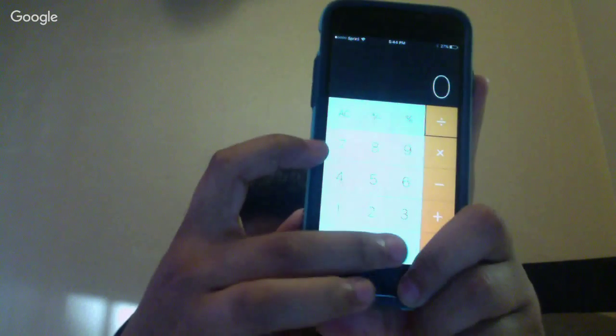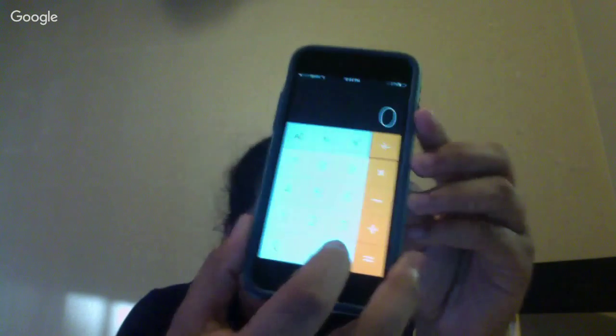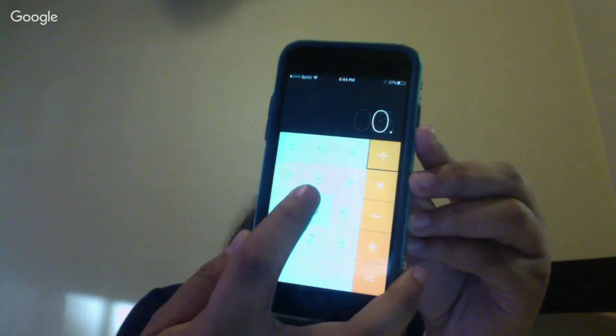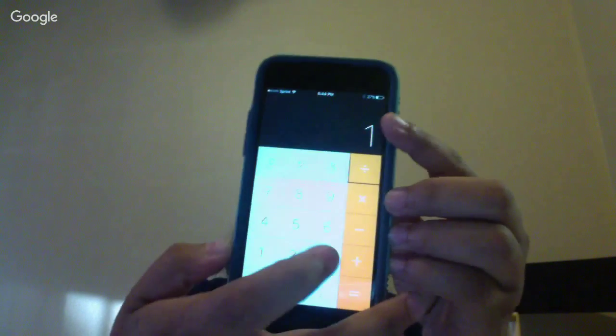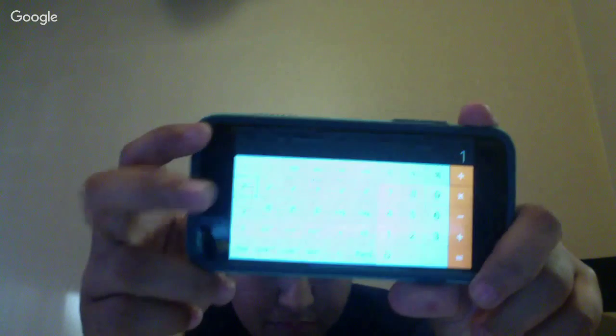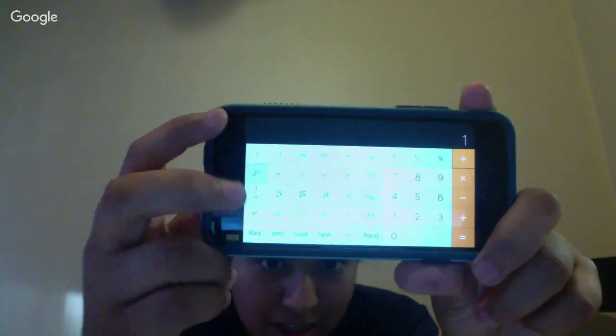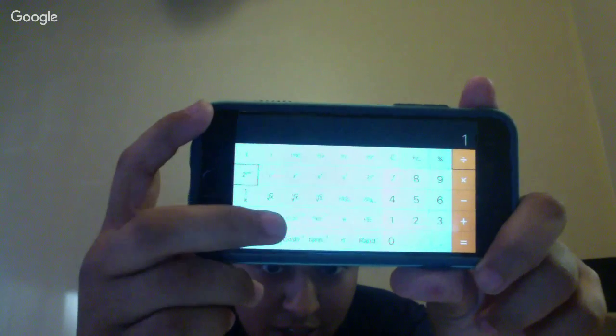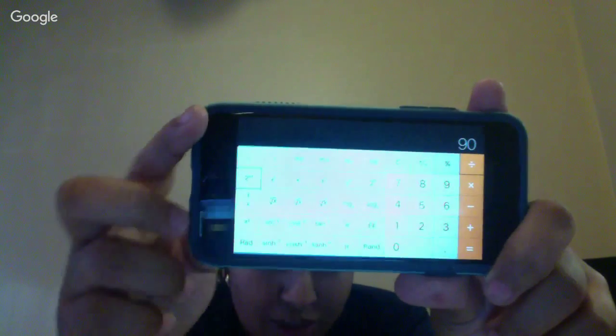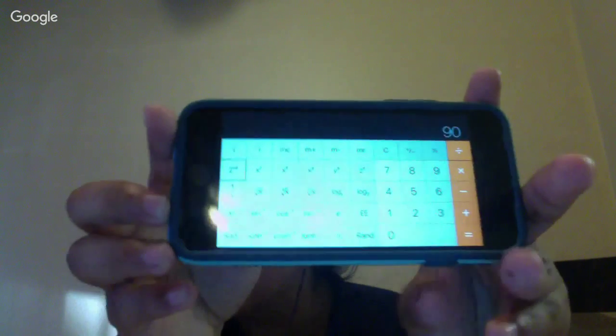So 0.5 width. Say your width is 0.5 divided by 0.5, and you turn it on its side. You do second, inverse sine, which gives you a 90-degree angle. So you do your width divided by your length, then inverse sine, and it should give you your angle.